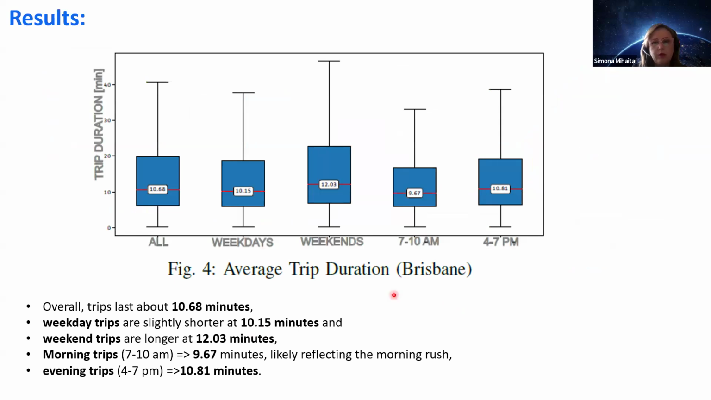When we're looking at trip duration, we realize that overall trips last about 10 minutes, especially during weekdays, a little bit longer during the weekends, 12 minutes, and also in the evening. However, morning trips are in general below 10 minutes. It just reflects the morning rush.